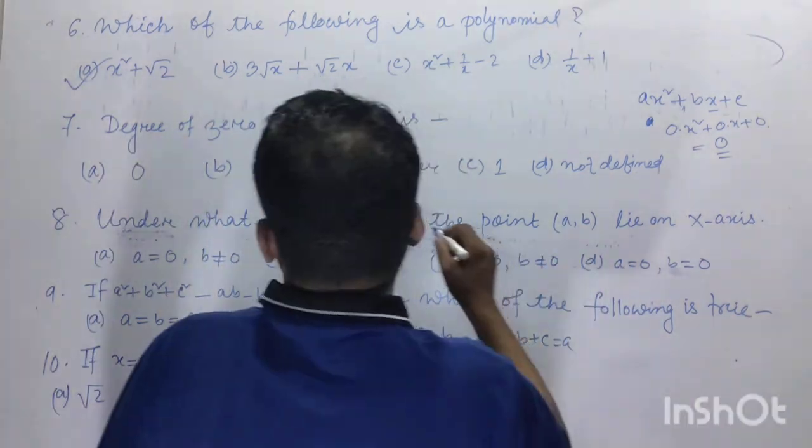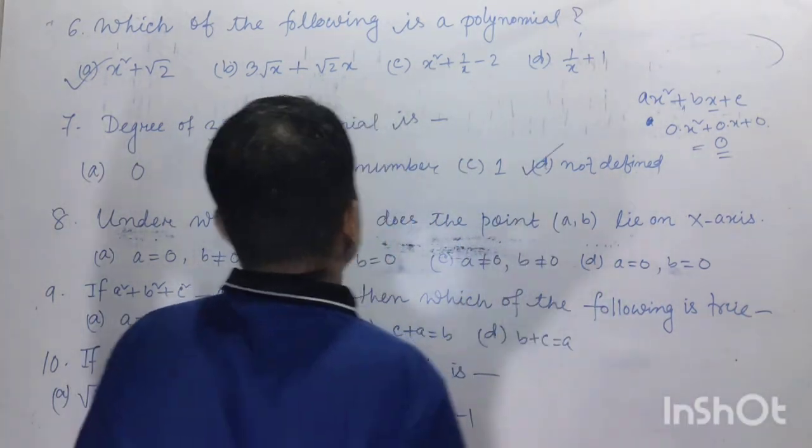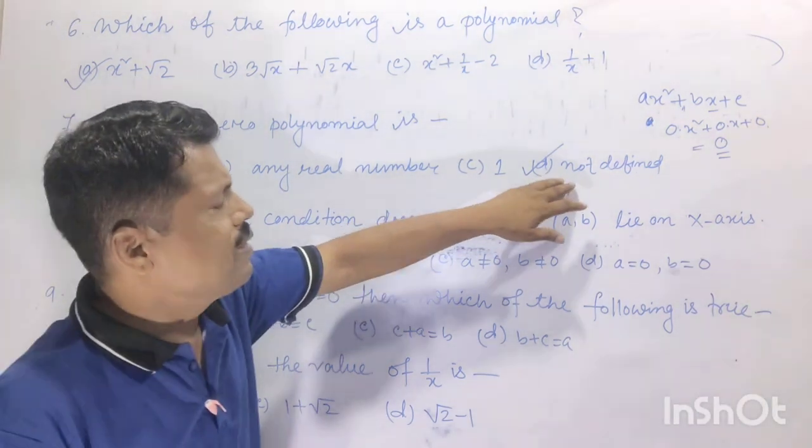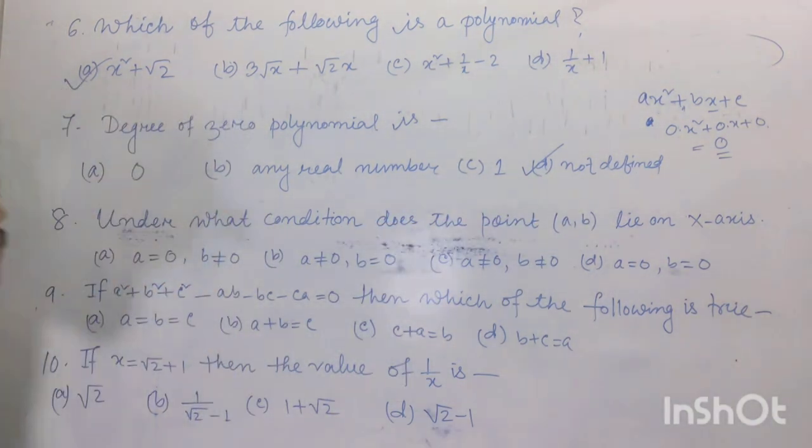So this one will be not defined. Answer is correct. Degree of zero polynomial, option D is correct: not defined.